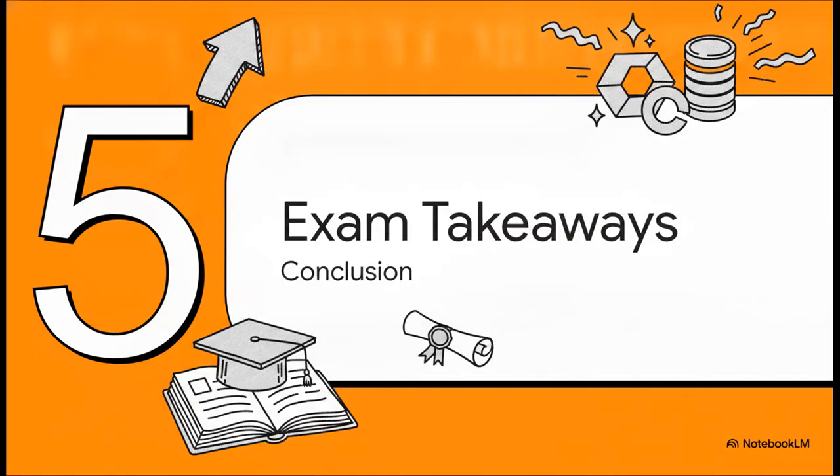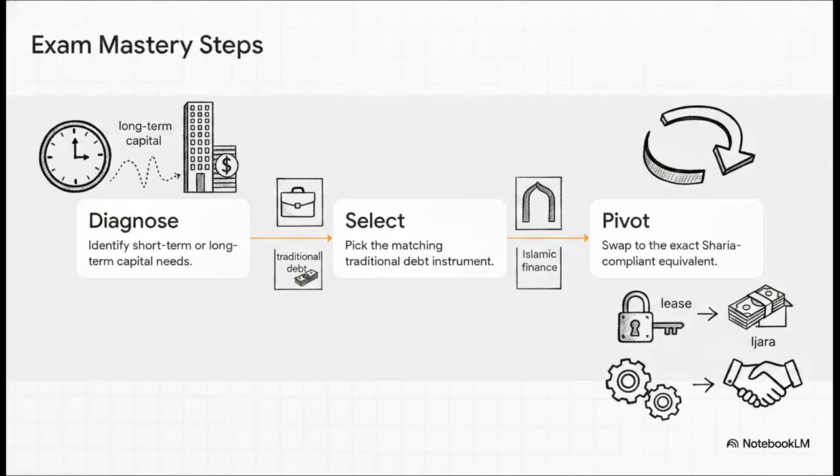And that brings us to Section 5, Conclusion and Exam Takeaways. When you're actually sitting in that exam hall or even analyzing a real-world business case, I want you to use this step-by-step mental framework. Step 1. Diagnose the timeline. Does this business need short-term liquidity just to pay suppliers, or do they need long-term capital to build a new factory? Step 2.